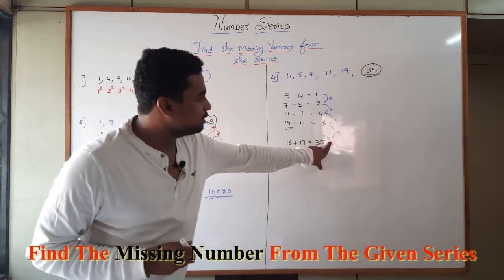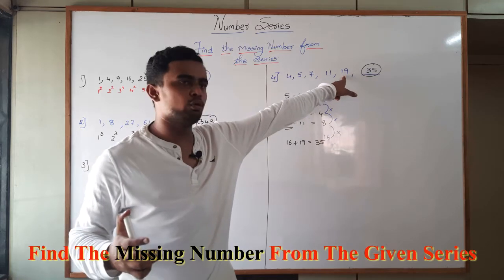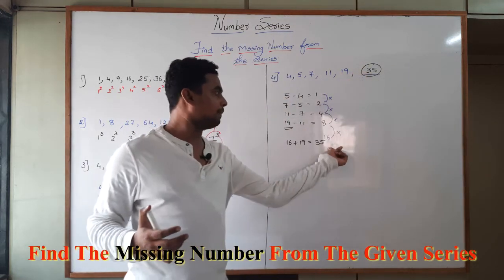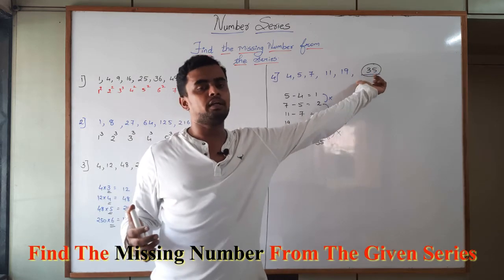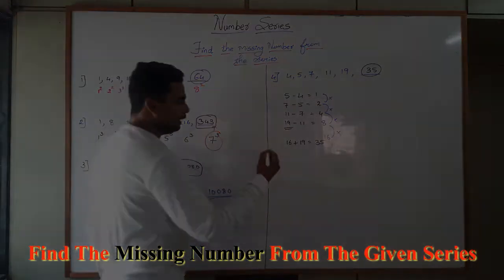Because my next number has to differ by 16. This 16 I will add to the previous number to get the missing number. So 16 plus 19 will give me 35. This is how you solve the fourth example.